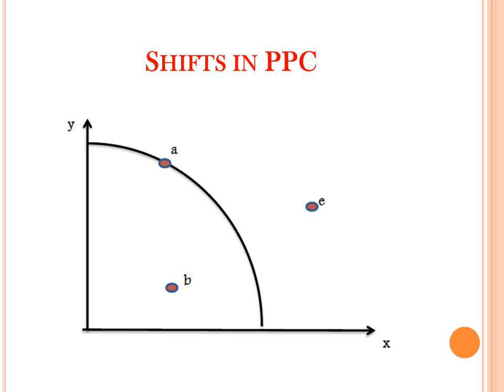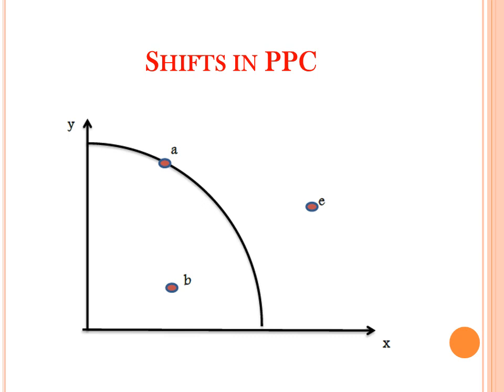The production possibility curve shows all combinations of two goods that can be produced if all resources are employed. Every point on the production possibility curve is attainable and efficient. Any point below the production possibility curve is attainable but inefficient. Point E, which is above the production possibility curve, is not attainable.